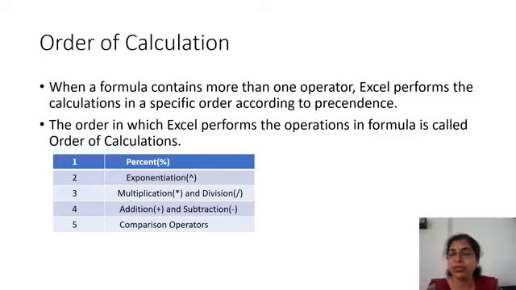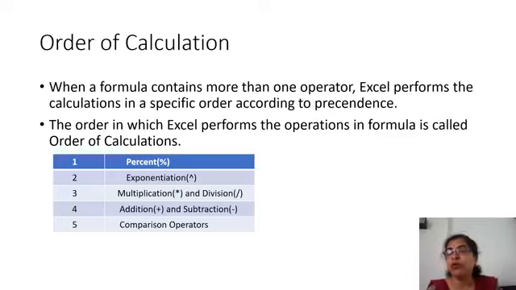Order of calculation. Suppose we have formed the formula 2 plus 3 plus minus 10 divided by 4, all this. But which operator or which function will get solved first? That is the order of calculation. When a formula contains more than one operator, Excel performs the calculations in a specific order according to the precedences. The order in which Excel performs operations in a formula is called order of calculation.